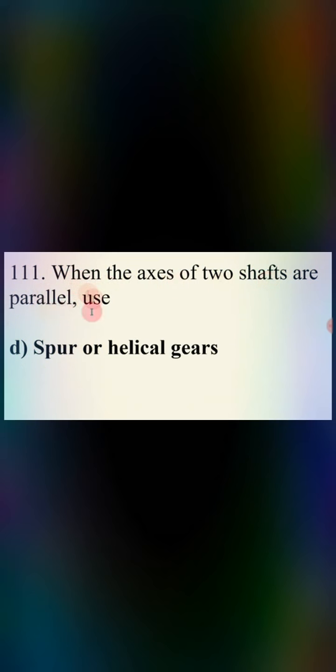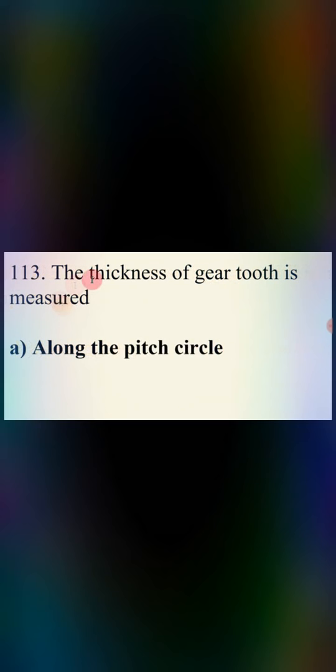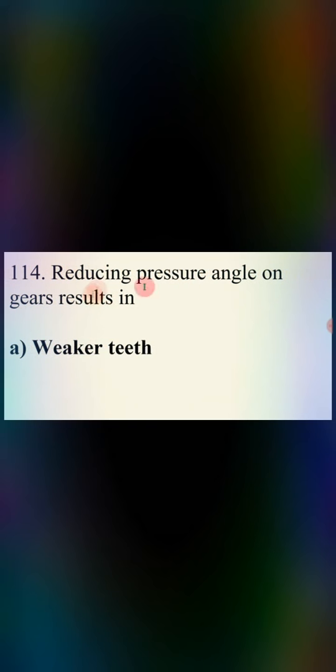When the axes of two shafts are parallel, we use spur or helical gears. A device used for pumping water into the boiler is the feed pump. The thickness of a gear tooth is measured along the pitch circle. Reducing the pressure angle on a gear results in weaker teeth.